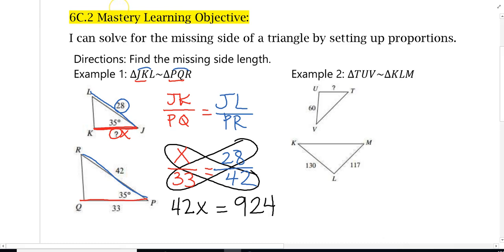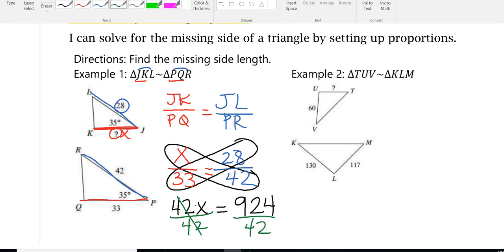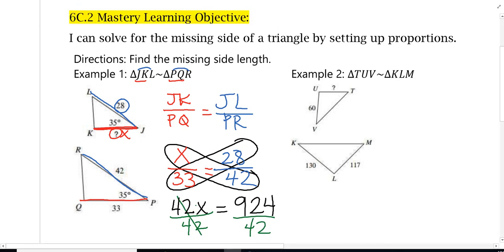So in order to solve, we have to do the opposite operation. So the opposite of multiplication is divide. And we're going to divide by 42 on each side. So again, I'm not showing the work in the calculator because hopefully by now you know how to multiply and divide in your calculator. And that's going to give us an answer of X equaling 22. All right, that is the missing side of our triangle.